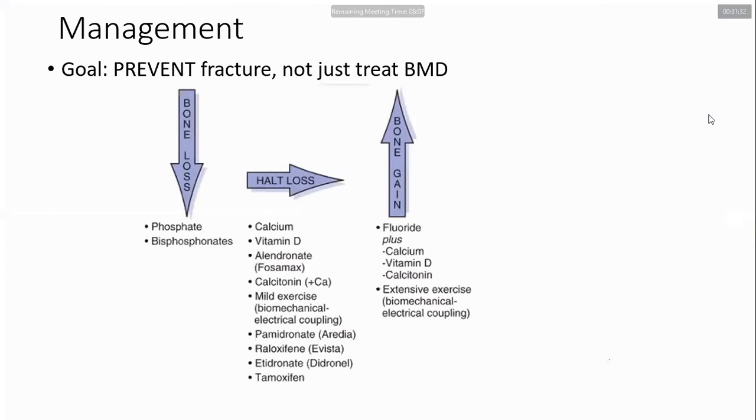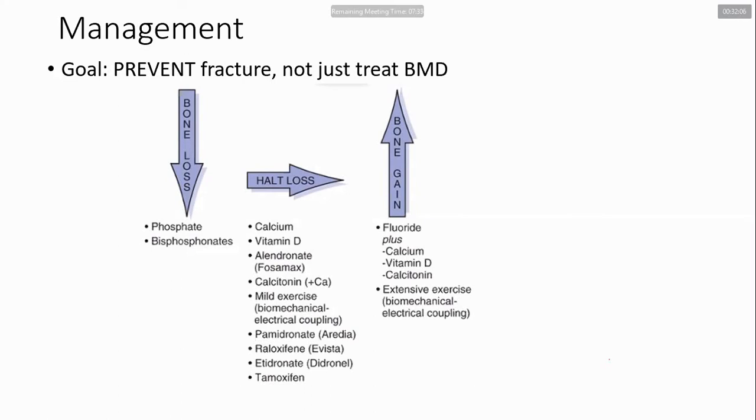So basically the management goal is to prevent fractures. Treating is not the most important modality, although if it happens then you have to treat anyhow. This is largely a preventable thing, so you should focus on preventive aspects rather than treating. The treatment goal would be one of three mechanisms: either you reduce bone loss, or you stop the ongoing loss, or you increase bone gain.